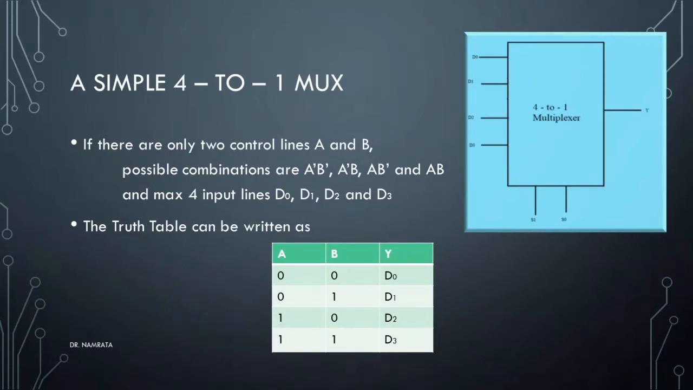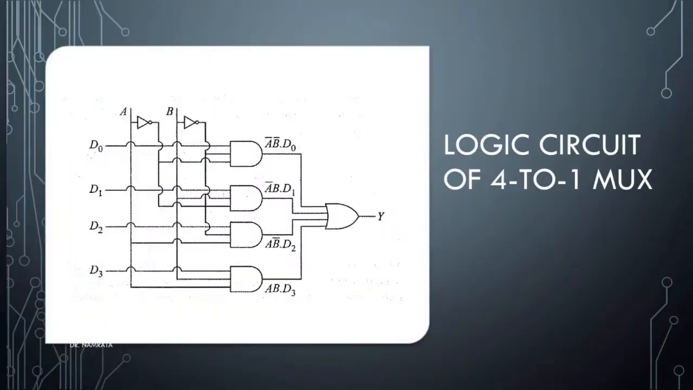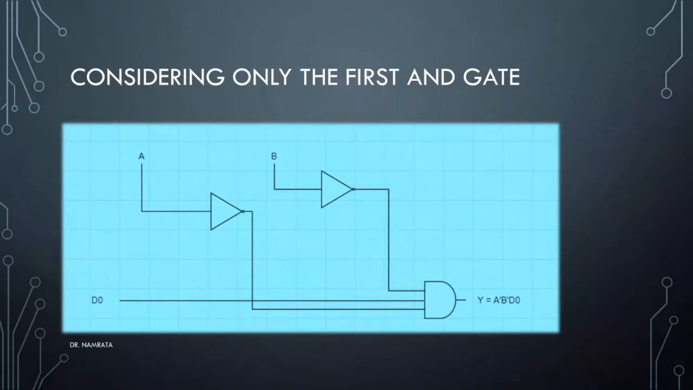The logic circuit of 4 to 1 multiplexer is as shown, where we have 4 input lines D0 to D3 and 2 control or select signals A and B. The output is obtained at Y. To understand how this circuit works, we will first consider only first part of the circuit, that is, only topmost AND gate with its input lines and select lines.